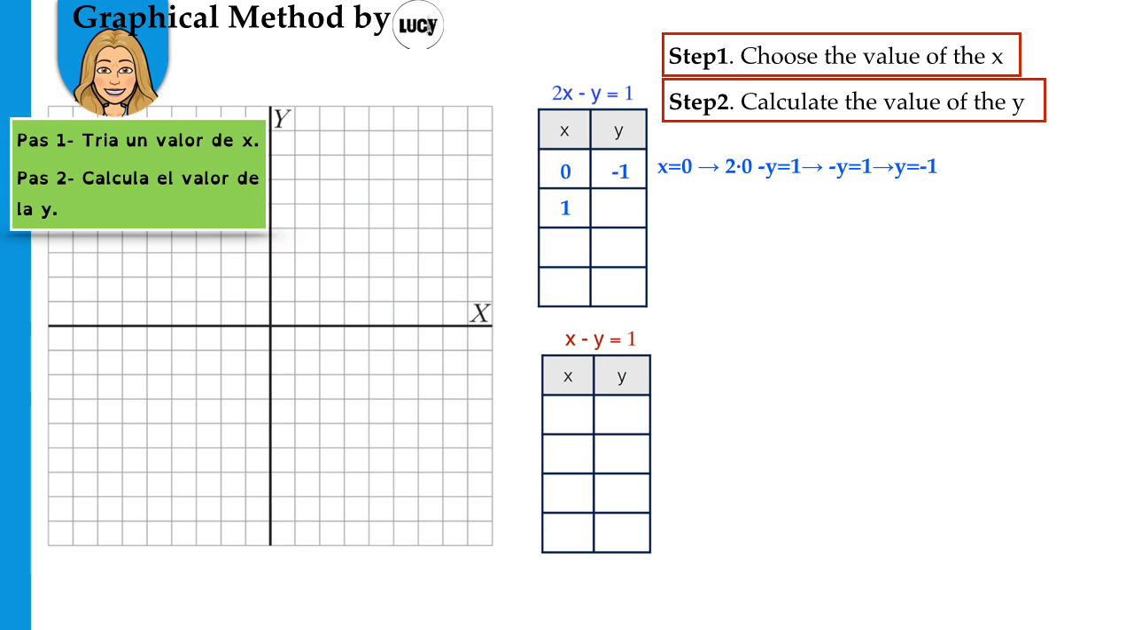X equals 1. 2 times 1 minus y equals 1. 2 minus y equals 1, y equals 2 minus 1, y equals 1. X equals negative 1. 2 times negative 1 minus y equals 1. Negative 2 minus y equals 1. Y equals negative 2 minus 1. Y equals negative 3.